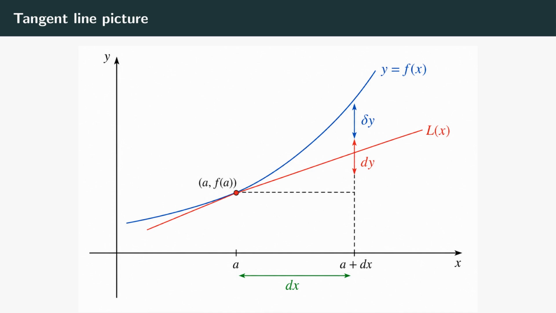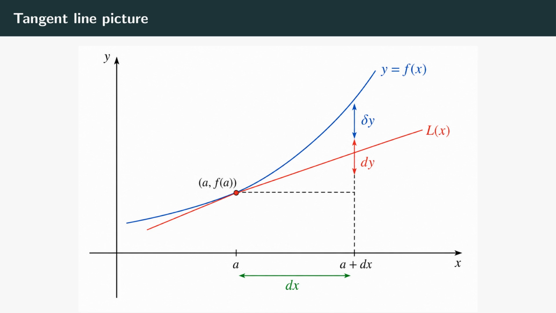Picture. The blue curve is y equals f of x. The red line is the tangent at the point a, f of a. Step to a nearby x value, a plus dx. The curve rises by some amount we'll call delta y, capital delta y, the actual change in f. The line, over the same horizontal step, rises by dy, the predicted change according to the tangent. Visually, you can see they're close but not identical. The tangent line undershoots the curve slightly here, because this curve happens to be concave up. The gap between the blue arrow and the red arrow is the approximation error.